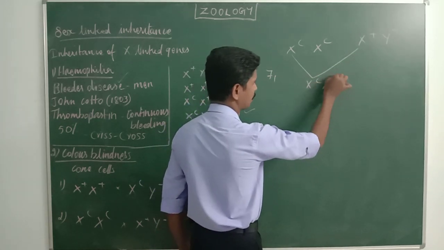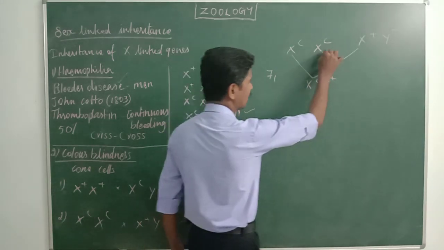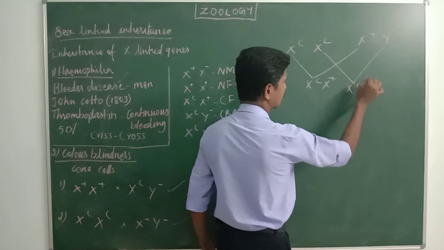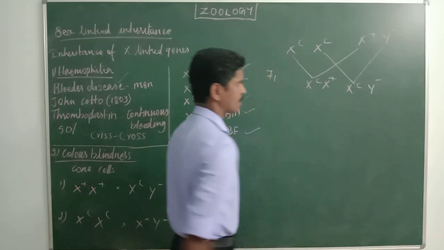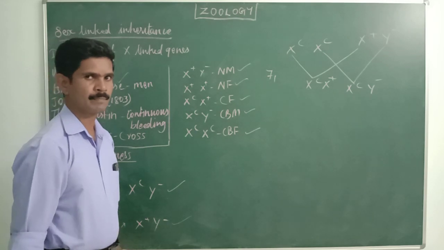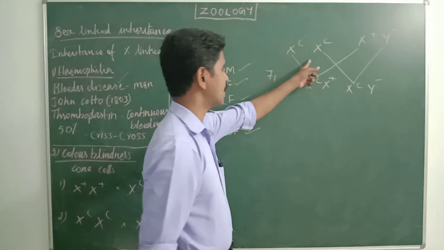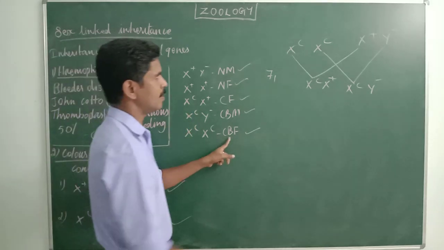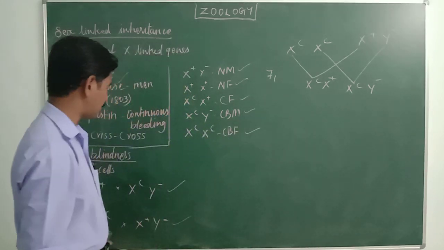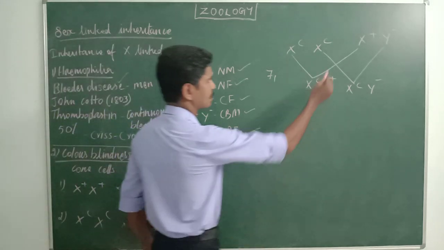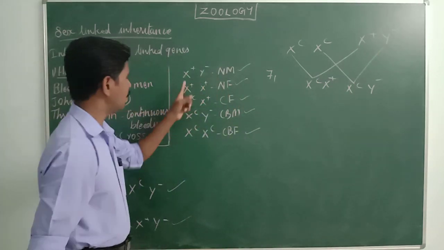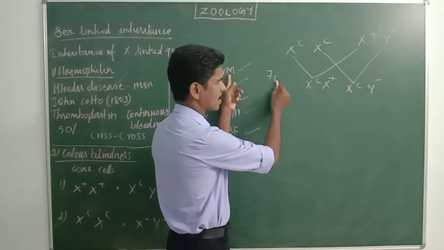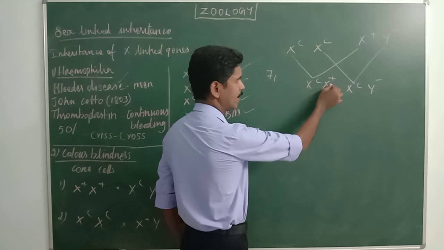So XC X plus. Then suppose this gamete is fused with this gamete, XC Y minus. XC is the gamete of the colorblind female, and X plus Y minus is the gamete of the normal male. Understand it? So the first generation we are getting XC X plus.